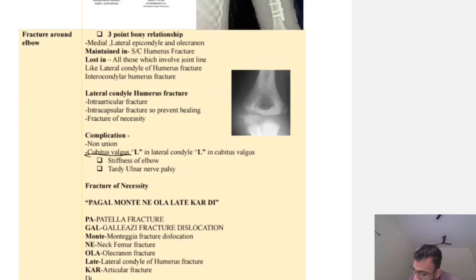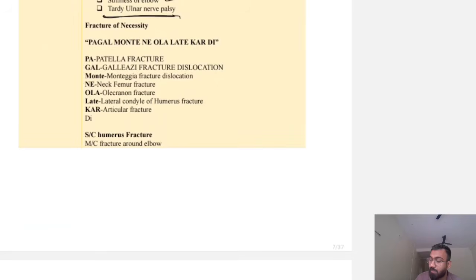Complication is it causes the cubitus valgus. So you can remember this L in lateral valgus, L is in lateral condyle and L is in valgus. Okay. And stiffness of elbow. Patient may present with tardy ulnar nerve palsy.